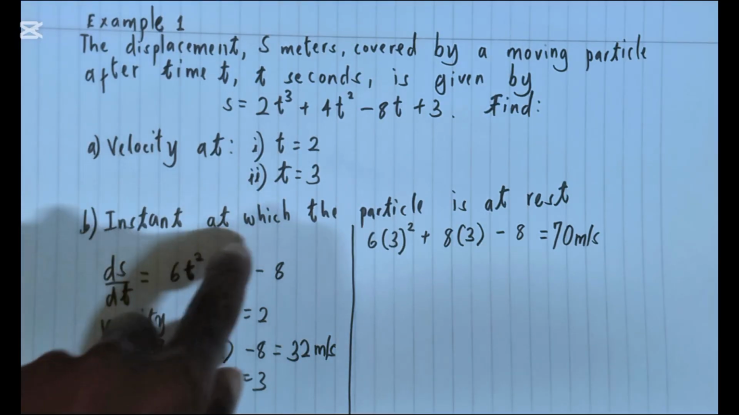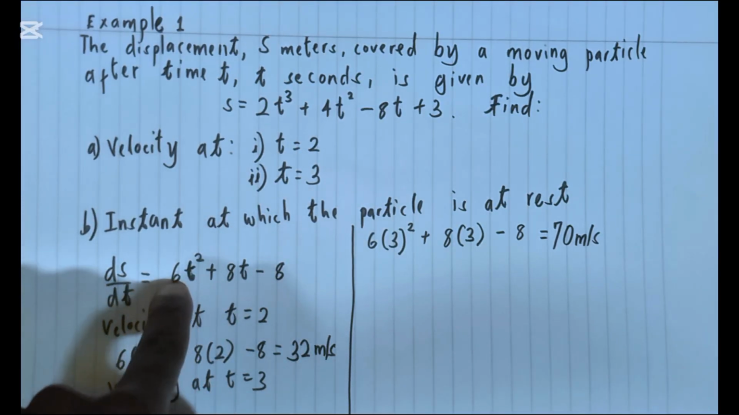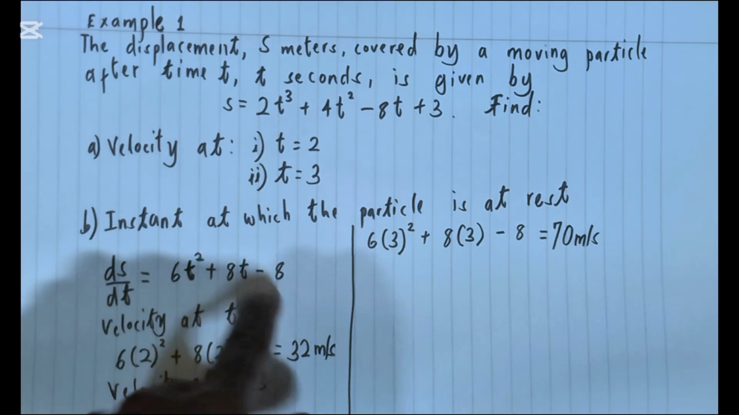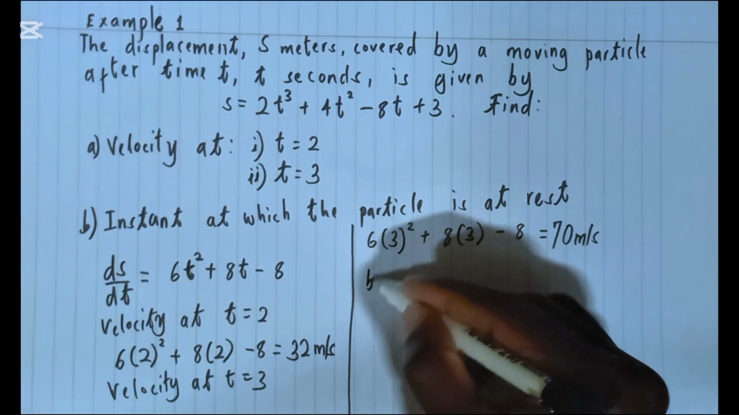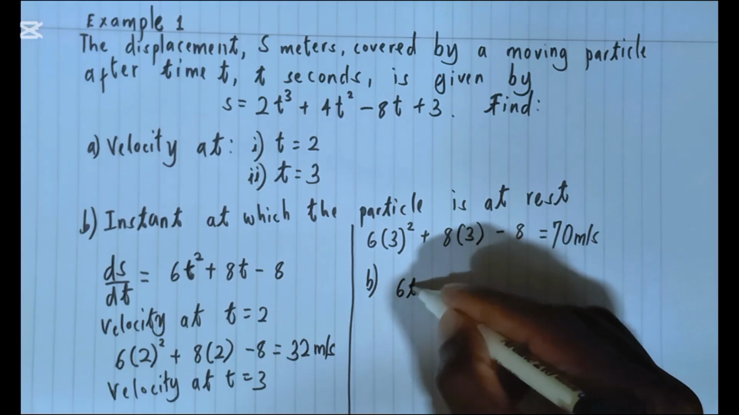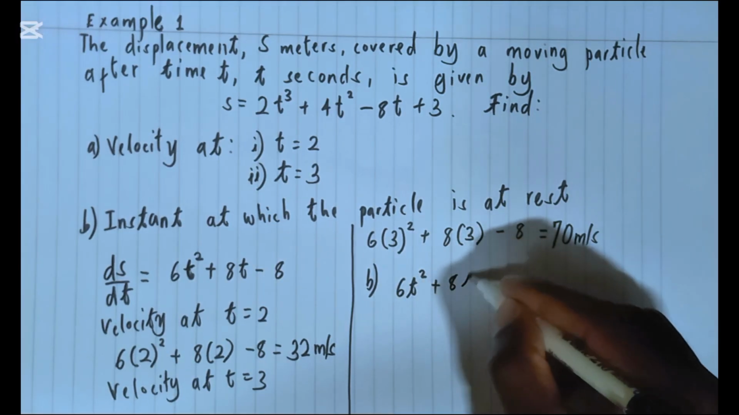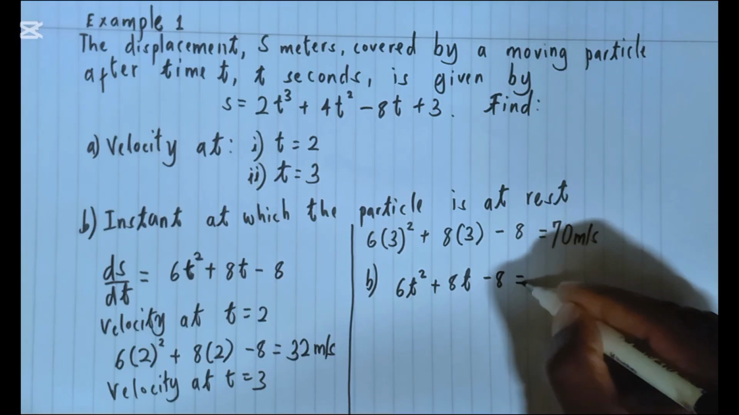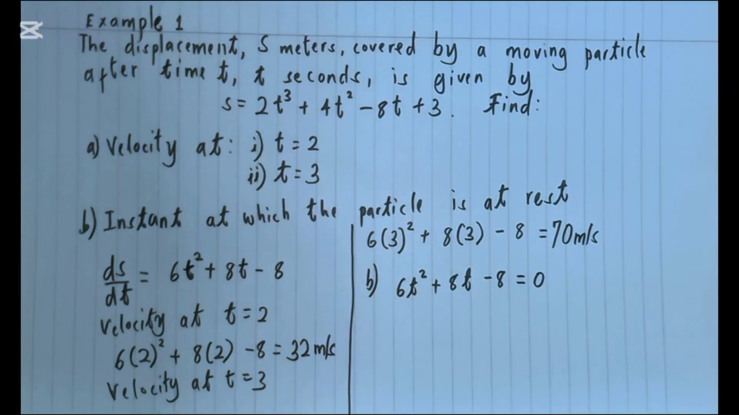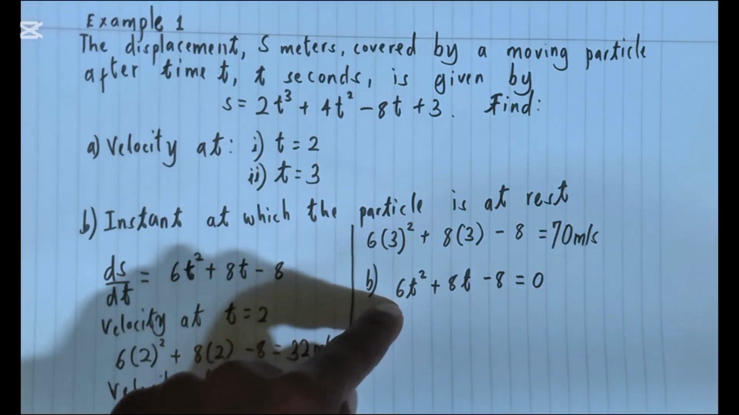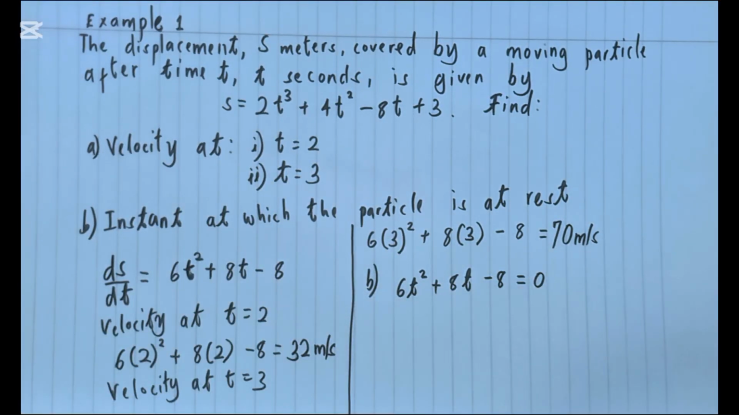So to solve this question, we'll equate our velocity function to 0, then solve the quadratic equation. For part B, we have 6t squared plus 8t minus 8 equal to 0. We can solve this using factorization, the quadratic formula, or the completing the square method. It's up to you which method you want to use. Let us see if we can solve it using factorization.